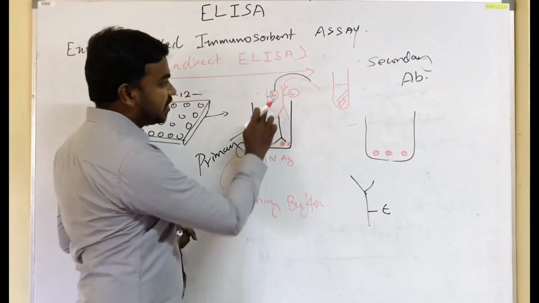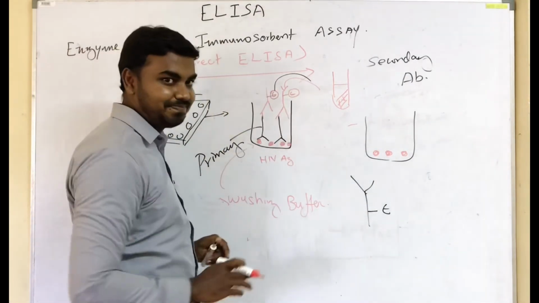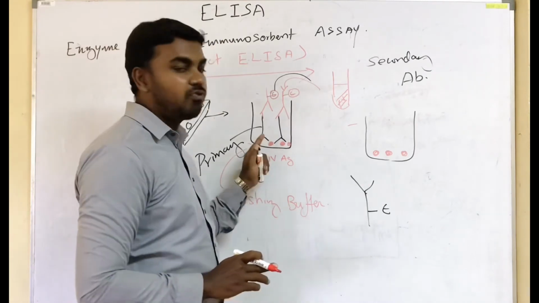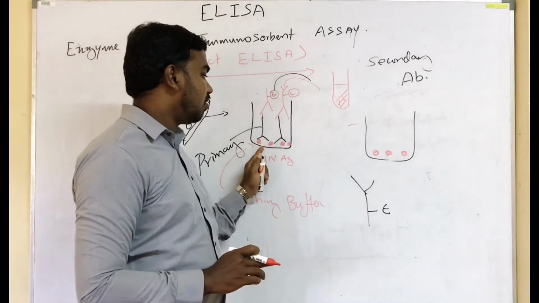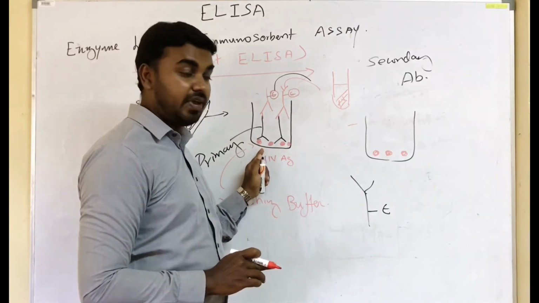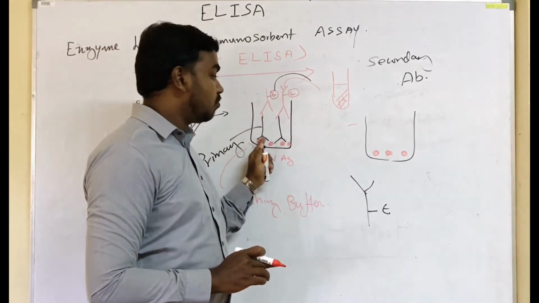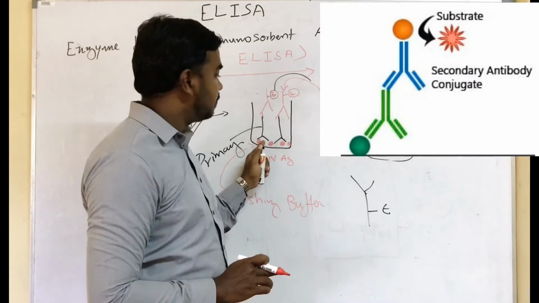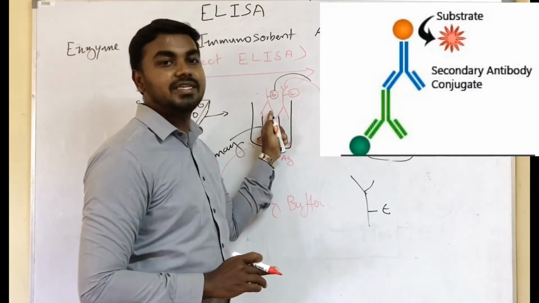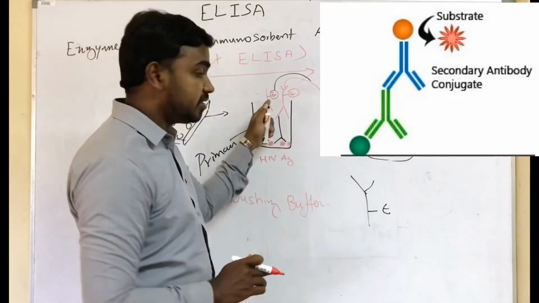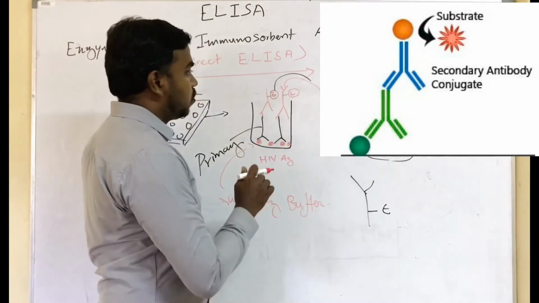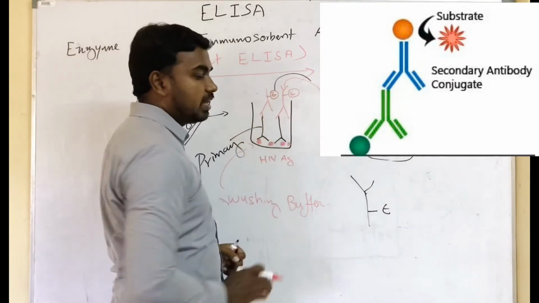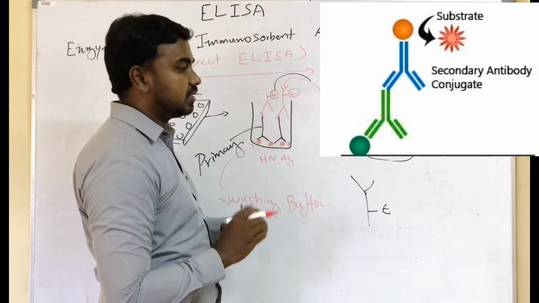But here, this complex will be formed. It cannot be washed off even with the buffer because the antigen is already attached on the surface of the well. This antigen holds this primary antibody. Primary antibody holds the secondary antibody. The secondary antibody has the enzyme linked. So this is the complete structure.